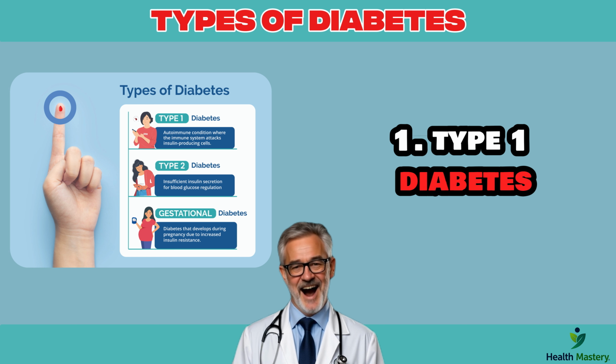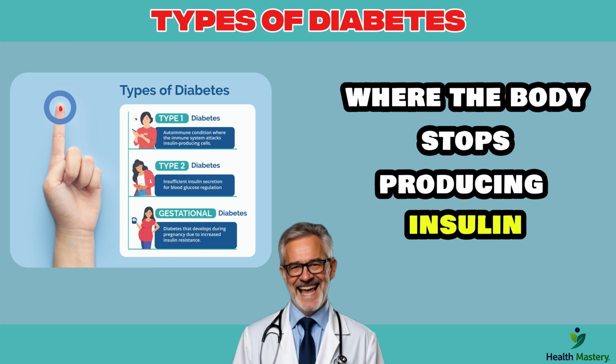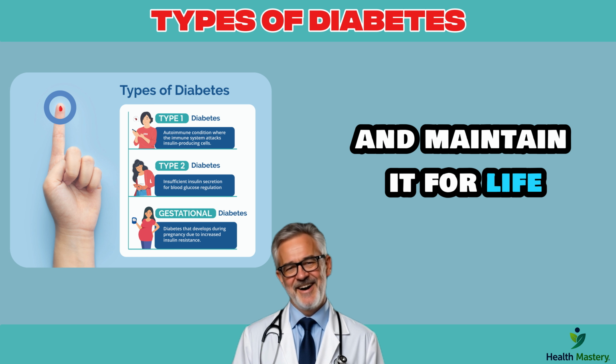1. Type 1 diabetes. This type occurs due to an autoimmune reaction where the body stops producing insulin, requiring patients to use artificial insulin daily and maintain it for life.